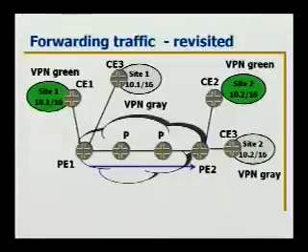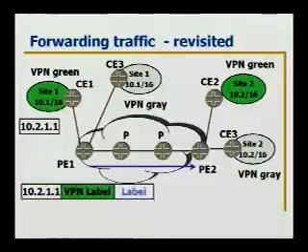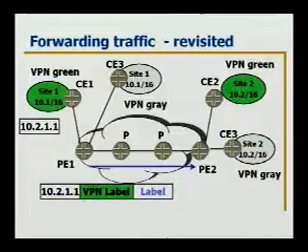So let's take a look at the same example using VPN labels. So customer Green is sending traffic to 10.2.1.1. PE1 already knows to look in the forwarding table, and it knows it needs to send the traffic to PE2. But it also knows that it needs to attach a VPN Green label to this traffic. So now the traffic is going to travel along in the network with a two-label stack. The inner label, the bottom label, is the VPN Green label that identifies this traffic as belonging to VPN Green. The outermost label is the label of the label switch path between PE1 and PE2.